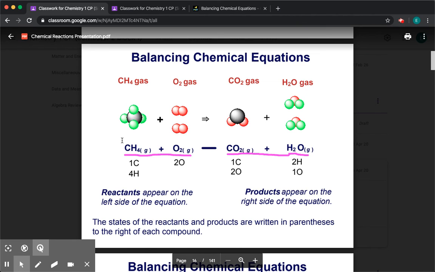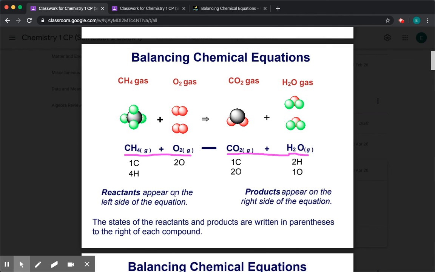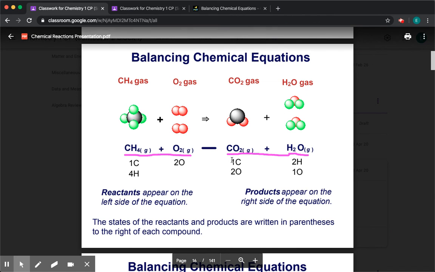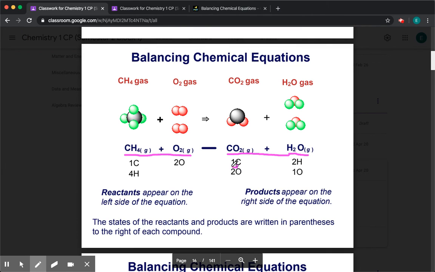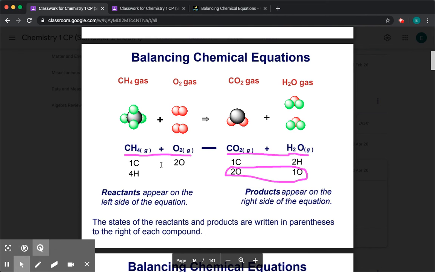So on the left side, remember the left side is your reactants. In the reactants, right now we have one carbon, we have four hydrogens, and we have two oxygens, O2. On the right, we have one carbon. We have three total oxygens, two from the carbon dioxide and one from the water. And you have two hydrogens, okay? So this is not balanced. Right now, this chemical equation is not balanced, okay?